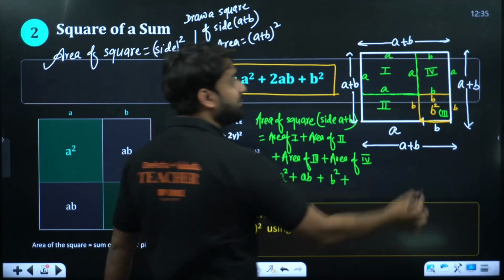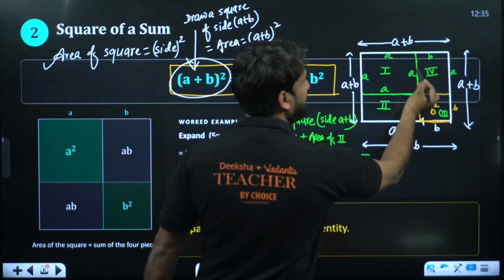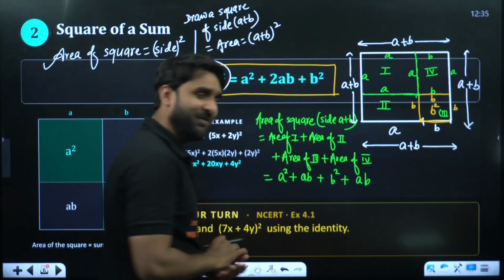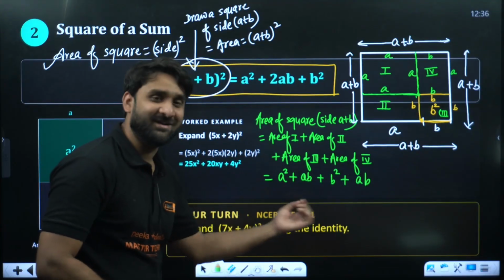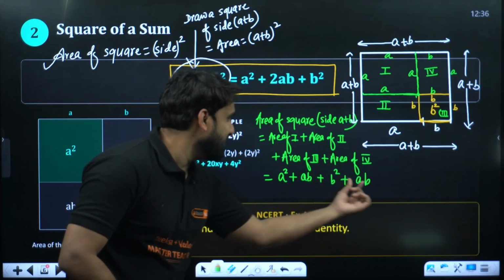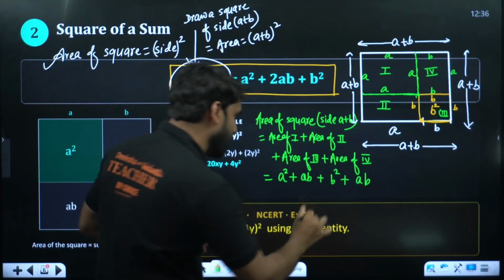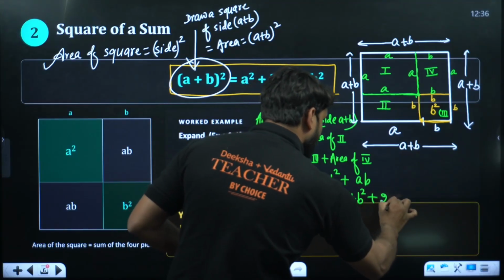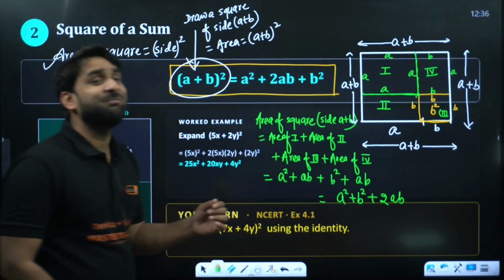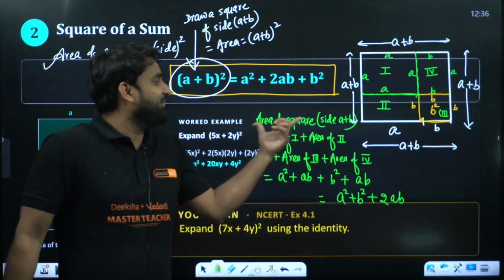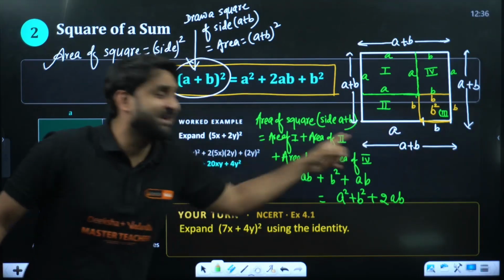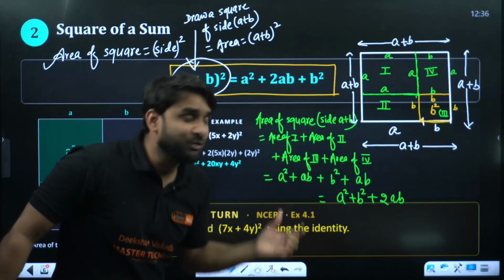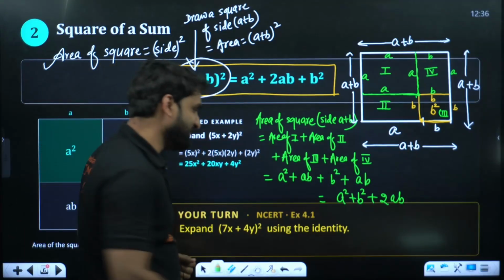And the area of the fourth, which is also a rectangle. Can you see here? The length is A, breadth is B, so this will be AB. So we have A square plus B square plus AB plus AB, which is 2AB. So we have A square plus B square plus 2AB, and what have we solved? This is the area of the bigger square with side A plus B. So what will be its area? That will be A plus B whole square.